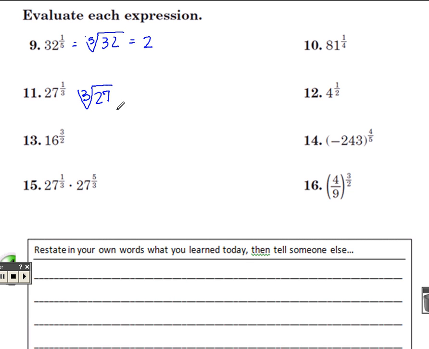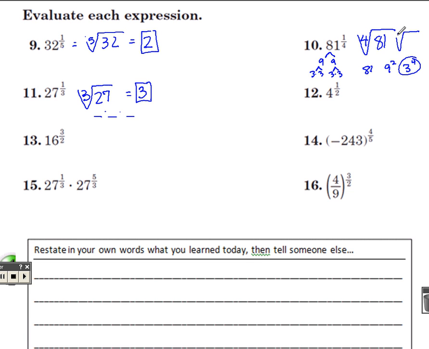Which is asking, what number times what number times what number gives me 27? I need some number multiplied to itself 3 times to get 27. And 3 times 3 times 3 gives me 27, so we would get 3. How about 81? 81 to the 1/4. Fourth root of 81. So I want to break down 81 and I want to say, okay, well 81, I know it's 9 times 9. And 9 times 9, well, that's 3 times 3, and that's 3 times 3. So if I had to rewrite 81, I could rewrite 81 as 9 squared or as 3 to the 4th. And in this case, I want to write it as 3 to the 4th because I'm doing a 4th root. So the 4th root of 3 to the 4th, these cancel out and I get 3.